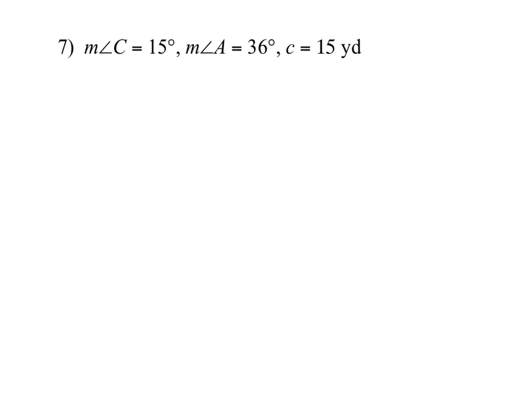So again, this one, let's do the drawing right here. So A, B, and C. So this is 36. This is 15. And C is 15 yards. So again, by the triangle angle sum theorem, I can find that this angle right here is 129. So this is B, this is A.